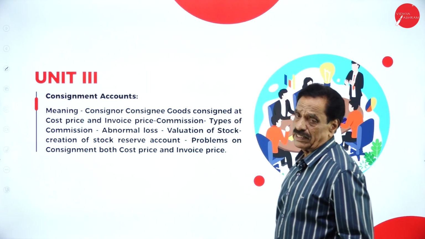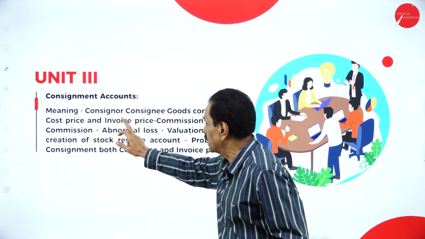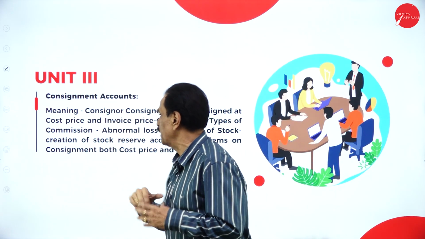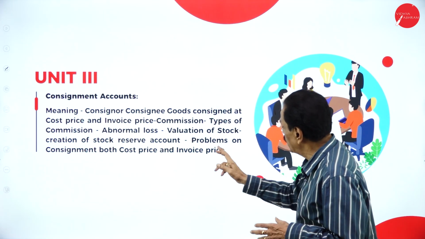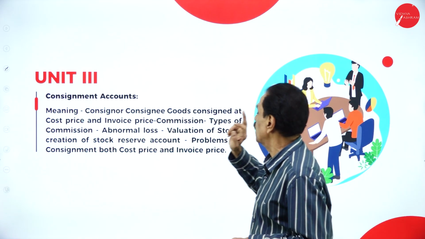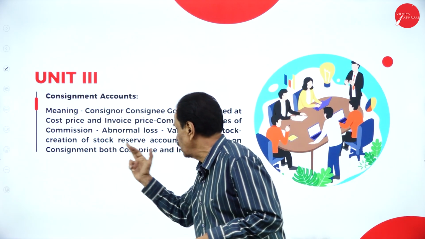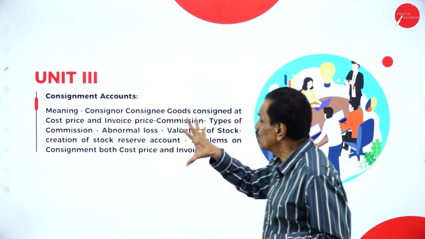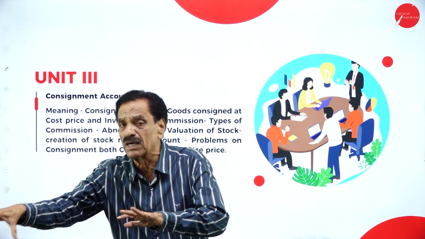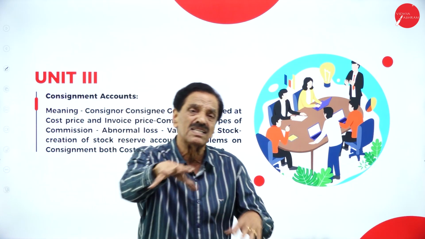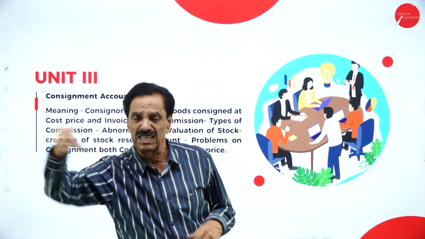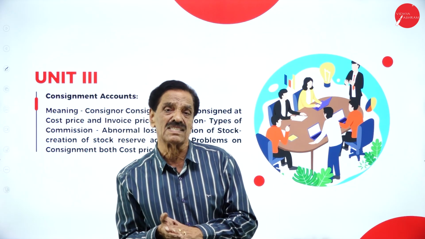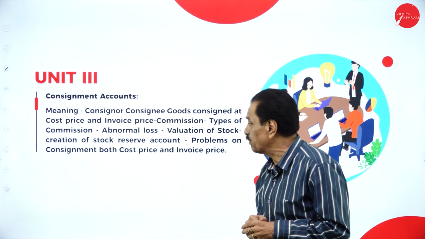This is consignment account, meaning consignor, consignee, goods consigned at cost price and invoice price, commission, types of commission, abnormal loss, valuation of stock, creation of stock reserve account, problems on consignment, both cost price and invoice price. So consignment is an agreement between two parties, the consignor and the consignee. Consignor is the owner, consignee is the agent. The relation between the consignor and the consignee we call the consignment account.